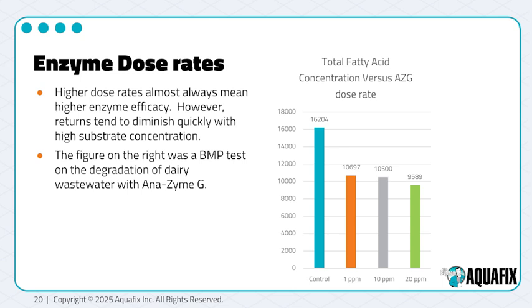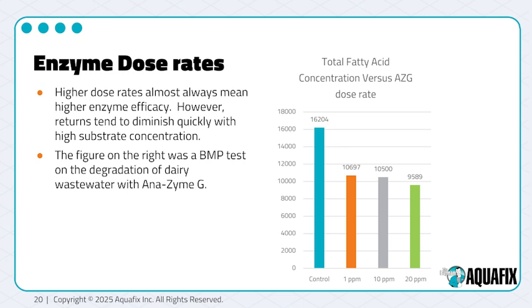So my concept about high substrate concentration and enzyme dose rates is pretty well illustrated here. Higher doses will always improve the degradation of substrate. If you add more enzyme, the substrate will always degrade more. But for instance, in this case, we were dosing a BMP test. We worked with the University of Oshkosh and the University of Stevens Point to compile this study.